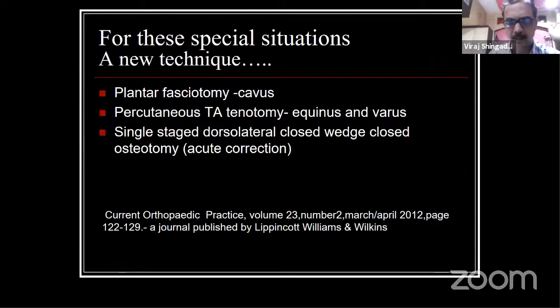So this is a kind of middle path we have devised, where we do the plantar fasciotomy for the correction of the cavus, rather than asking them to come for 4 or 5 castings required for the correction of the cavus. Everything is done at the same stage. We do the plantar fasciotomy to correct the cavus, and then the percutaneous tendo-Achilles tenotomy, which will correct the equinus and to a great extent the varus as well. And then we do the single stage dorsolateral closing wedge osteotomy.